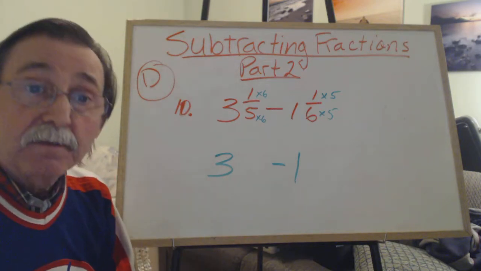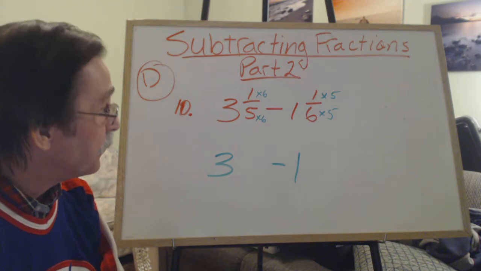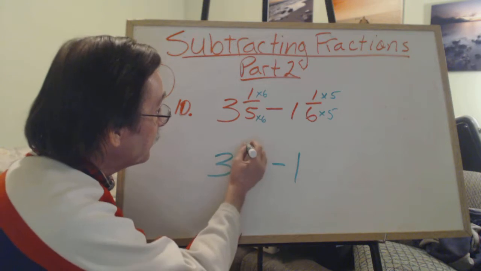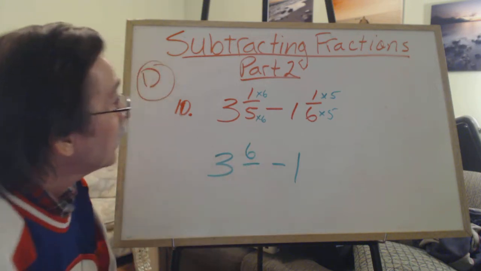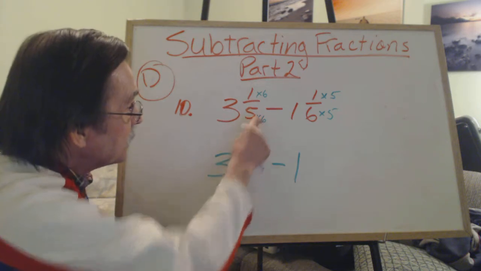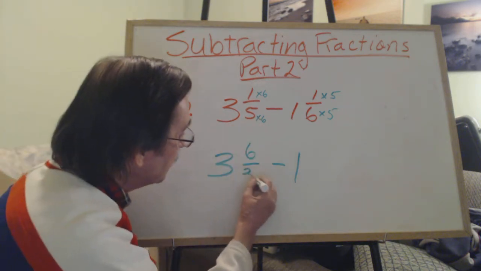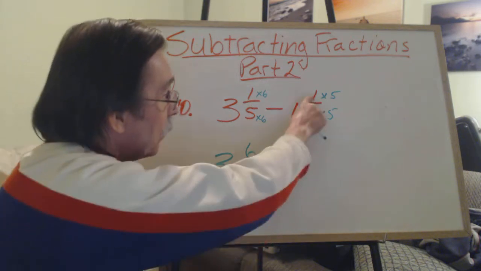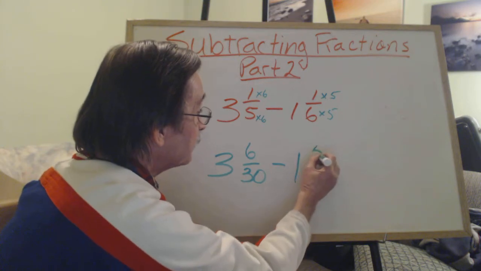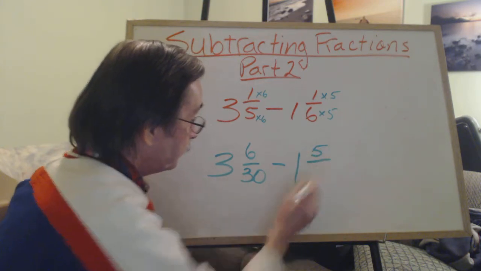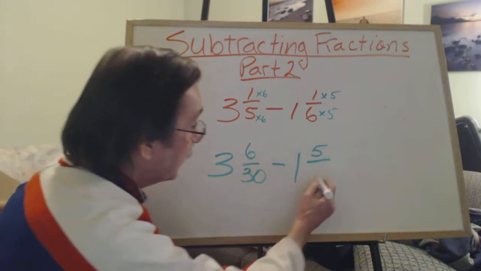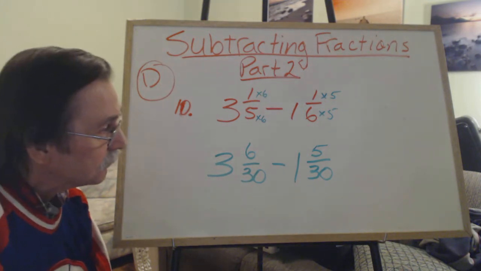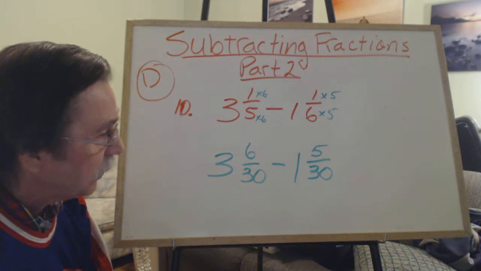So let's change the look of these fractions up top. Okay, so 1 times 6 is 6. That's from here. 5 times 6 is 30. That's good. That's what we want. 1 times 5 is 5. And 6 times 5 is 30. Again, that's exactly what we want. Everything looks great.